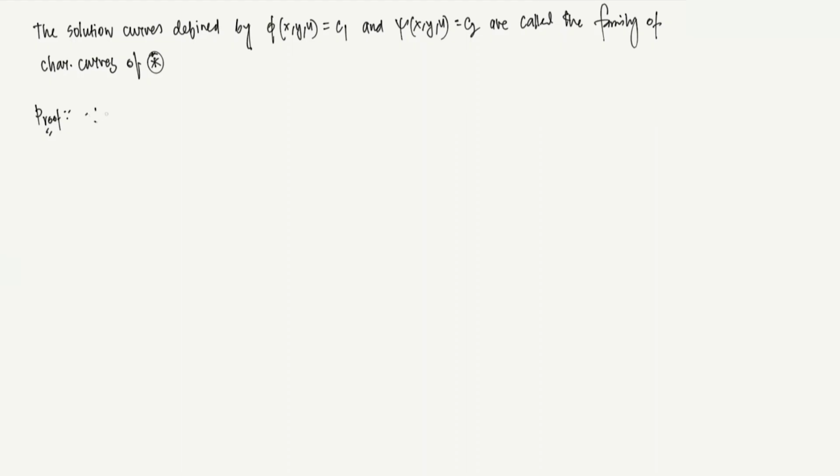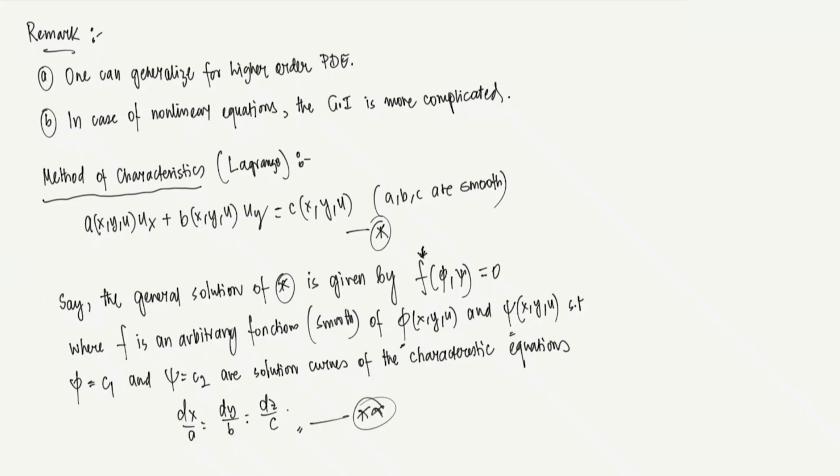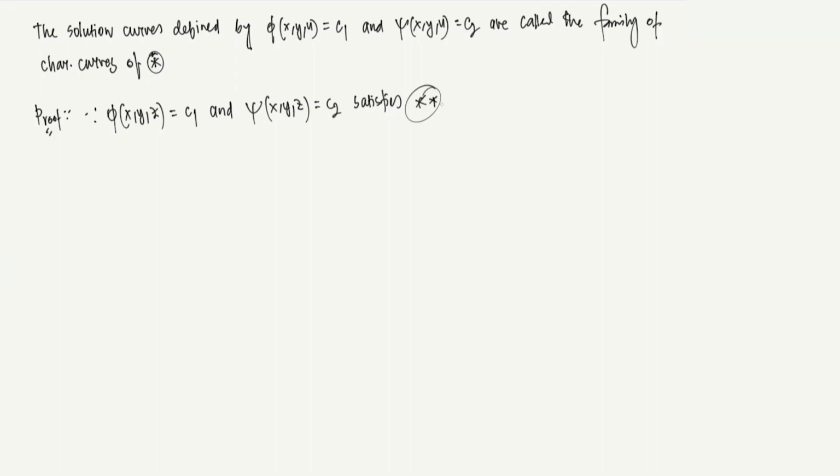Why? Since phi of x, y, z equals c1 and psi of x, y, z equals c2 satisfy the characteristic equation, call it double star, what do we have? The differential of phi, if you remember your several variable calculus, is phi of x dx plus phi of y dy plus phi of z dz. Phi of z we are writing as u, so it is phi of u du. And this is going to be 0, because phi is constant, so if you take the differential, that is going to be 0, right?